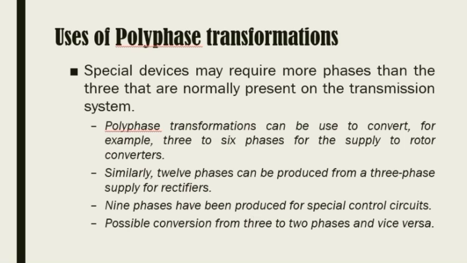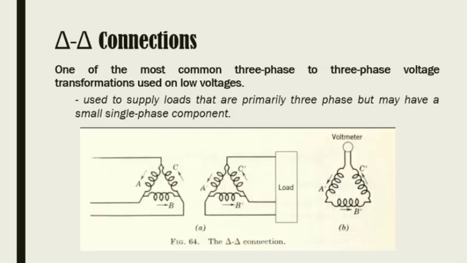Continuing our discussion, we proceed to delta-delta connections. Delta-delta connection is one of the most common 3-phase to 3-phase voltage transformations used on low voltages. It is also used to supply loads that are primarily 3-phase, but can also have a small single-phase component. And here, we have a representation of the delta-delta connection.